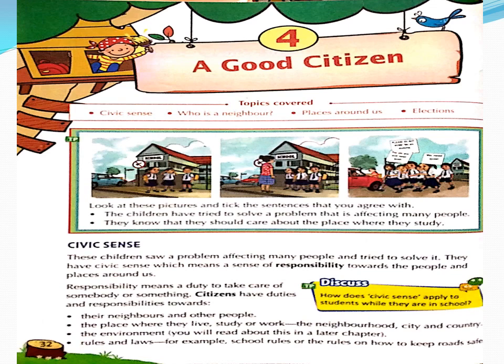What is the meaning of civic sense? Everybody underline the words civic sense and underline the word responsibility. So civic sense is nothing but a sense of responsibility, a feeling of responsibility towards the people and places around us. That is, wherever we are living, maybe our neighborhood, maybe our office, maybe our school, everywhere we have some specific responsibilities and we are bound to follow them. We are bound to fulfill those responsibilities, right? And if we have that sense that this is our duty, we are supposed to do this, that is our civic sense.